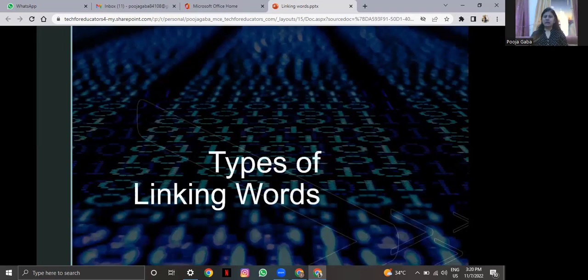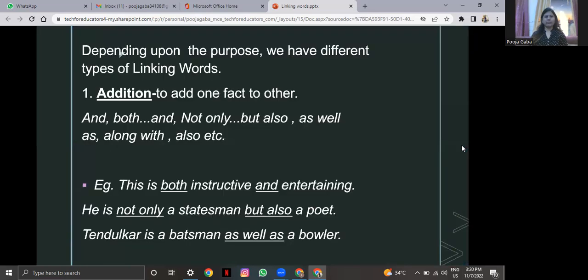Now let us understand the types of linking words. Depending upon the purpose, we have different types of linking words. As I said, it can be used to provide some information or to connect different ideas or to connect similar ideas, etc. So we have different purposes for using these linking words, and according to that, we have different types.